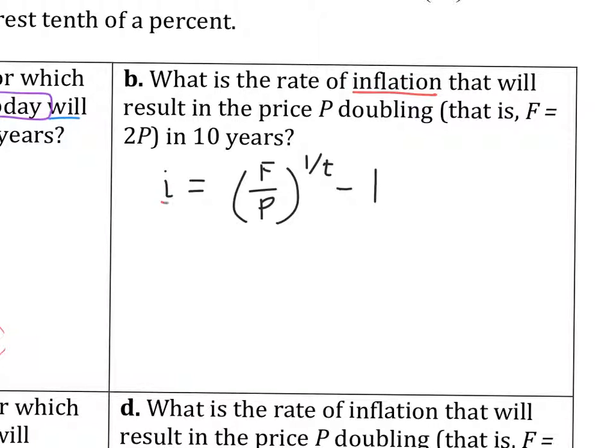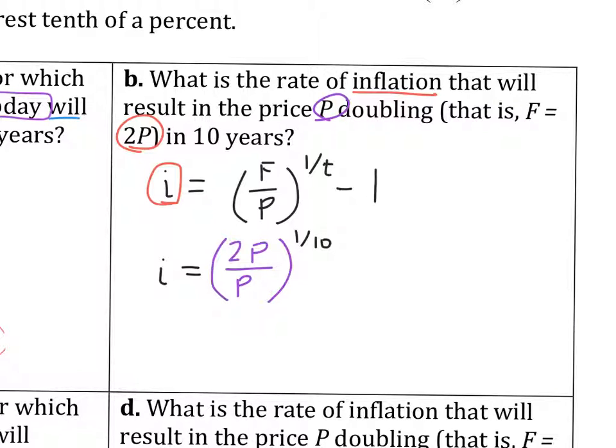What is the rate of inflation? That's my unknown. So I'm going to keep that I. My future is going to be 2P right there. So 2P over the current price to the 1 over T. So in other words, what's the rate we have in order for something to double in value? This applies to your own money. Like if you throw $1,000 into a bank account and didn't touch it, how many years would it take for you to have $2,000? Or what interest rate would you want to do that in 10 years?